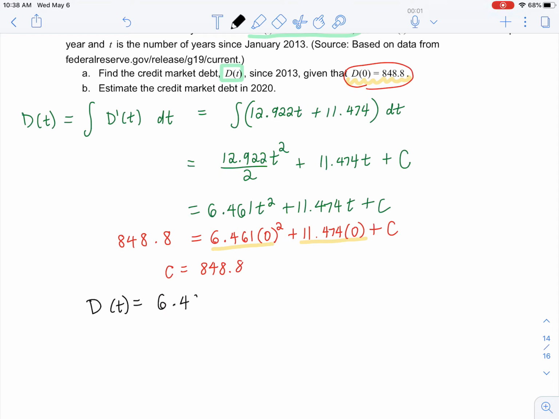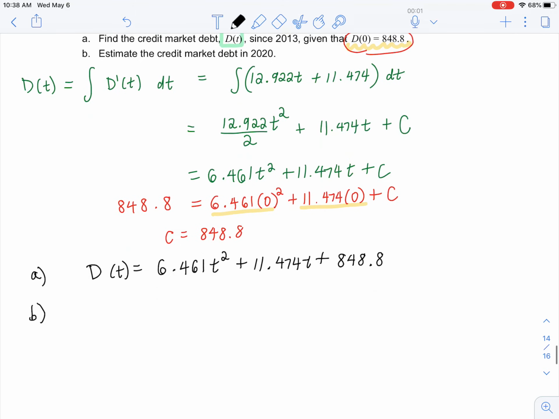We found the d of t function. The function is going to be 6.461 t squared plus 11.474 t plus the constant 848.8. That is the answer for A. We found the credit market debt d of t function by finding the antiderivative and using the initial condition.